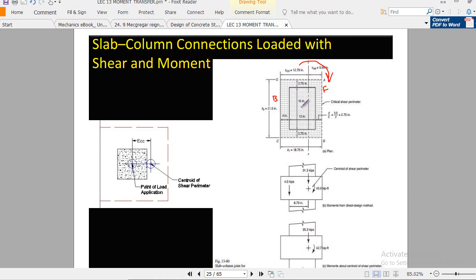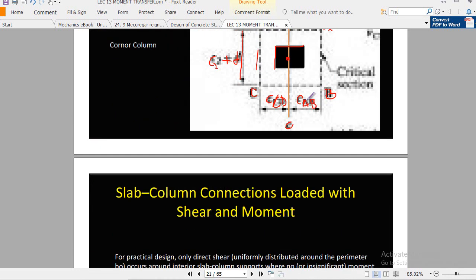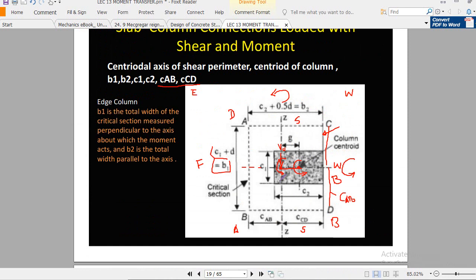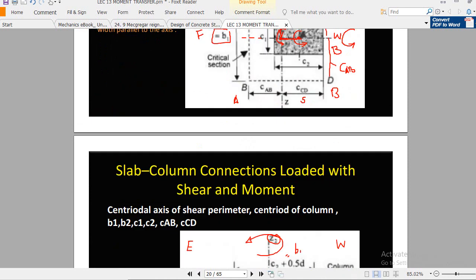Now you see here this is the centroid of the column. And if you draw the W axis or Z2 axis, let's say this is the W axis as we discussed in the beginning of the lecture. So you see here this is now the centroid of the shear perimeter, as we already explained right here, this one. And this horizontal distance is denoted by G, right? And now we have to transfer those shear and those moment to the centroid of the column.